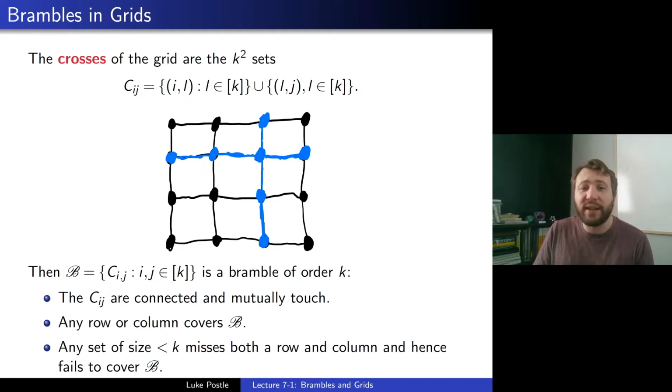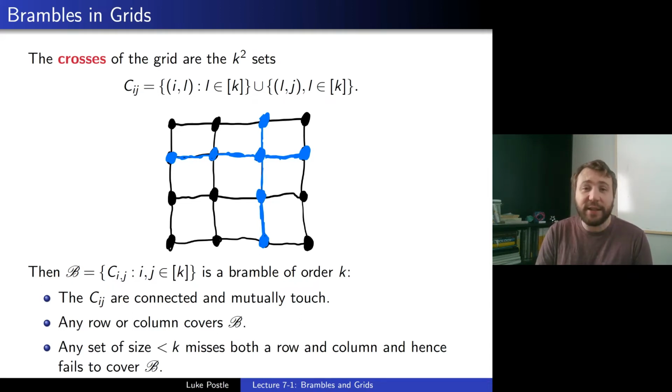If I only have k minus 1, then there's some row that's not in the cover, and there's some column that's not in the cover, and then hence there is a cross that's not in the cover. So hence it fails to cover the bramble. So grids, canonically, with these crosses, have nice brambles. Even though they're nice, they're low degree, they're planar, etc., somehow this fundamentally is why we'd have a large bramble.